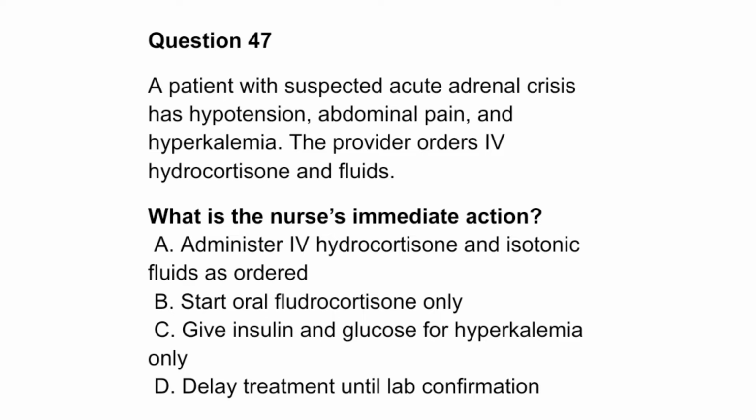Question 47. A patient with suspected acute adrenal crisis has hypotension, abdominal pain, and hyperkalemia. The provider orders IV hydrocortisone and fluids. What is the nurse's immediate action? A. Administer IV hydrocortisone and isotonic fluids as ordered.